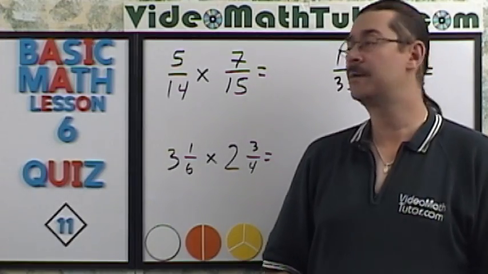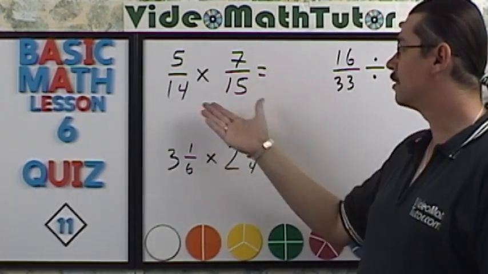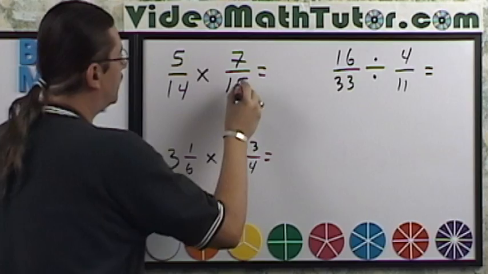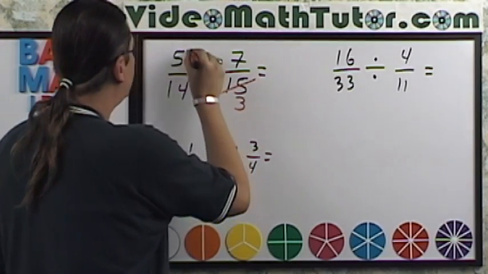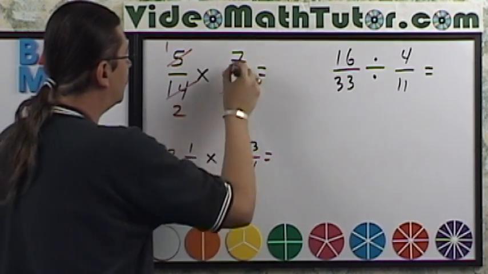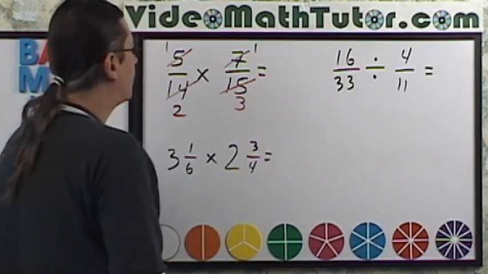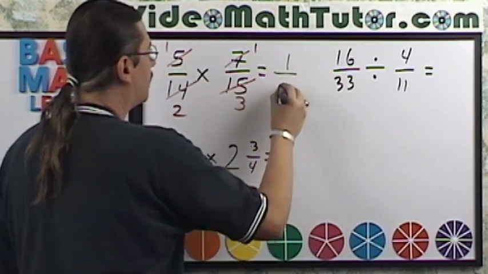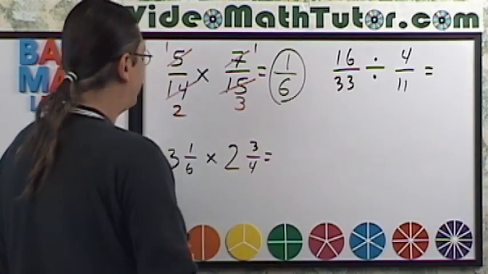For question 11, I'd like to perform the following operations. So for the first one, let's see if we can cross cancel some stuff here. 5 and 15, I can zap some stuff. There's a 3 and 1, 7, 14. So I get 2 and 1. Multiplying these together, I'm just going to get 1 on top, and it looks like 6 on the bottom.